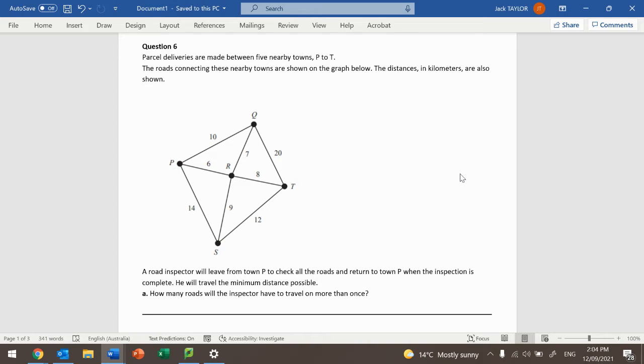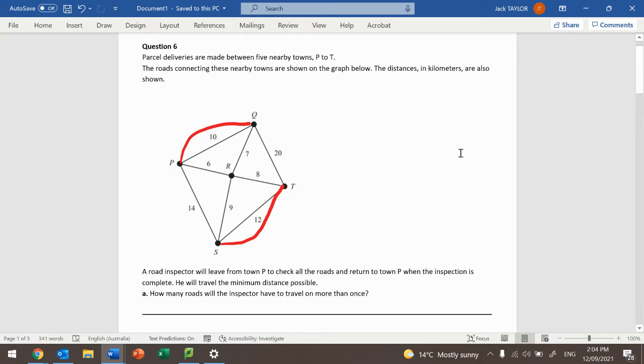So we can think about it as, okay, if we added in, say, another two edges, another one here and another one here, what that does is make every single vertex even now. And this way we would be able to get to every single road and return back to P.